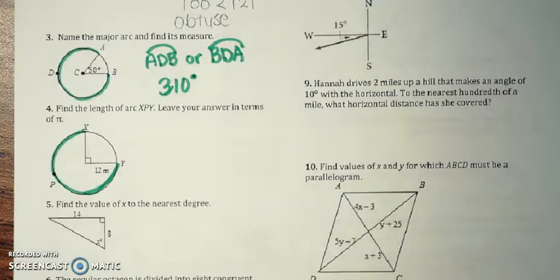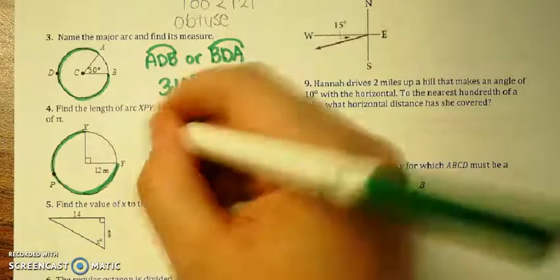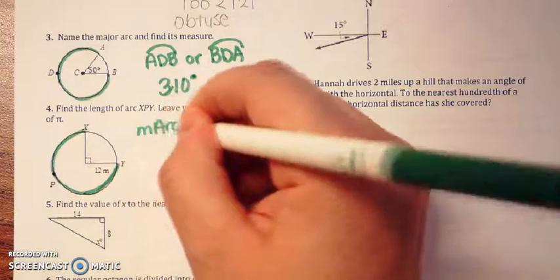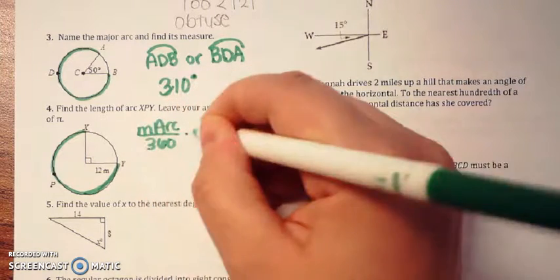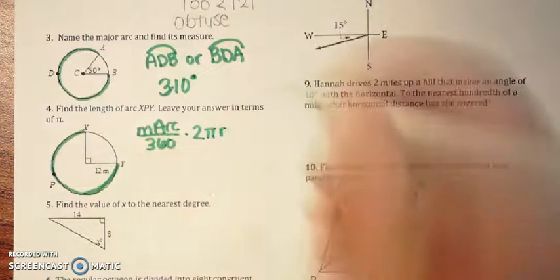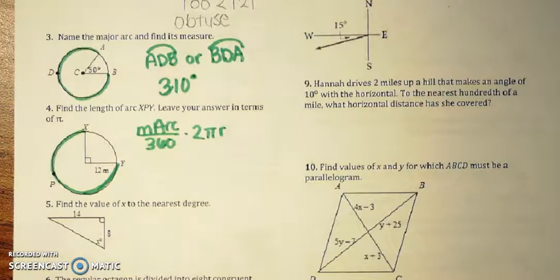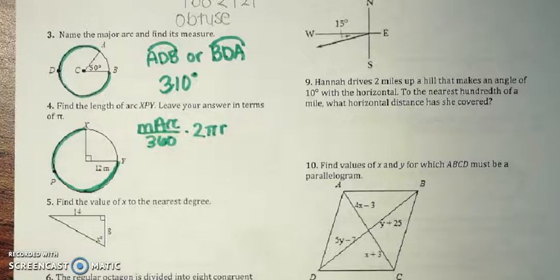So, the length of the arc here, what you're going to do, your formula, it's the measure of the arc over 360 times the circumference. So if I do the circumference, that would be all the way around the circle. When I multiply it by this fraction, that gives me the percent of the circumference. I don't want the whole circumference, I just want this much of it.